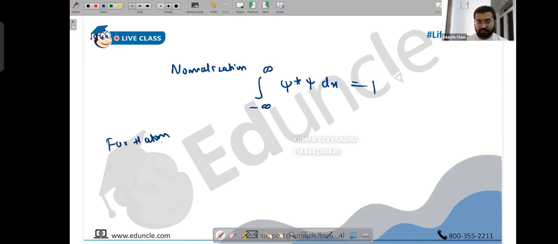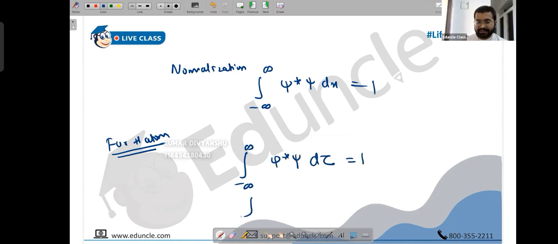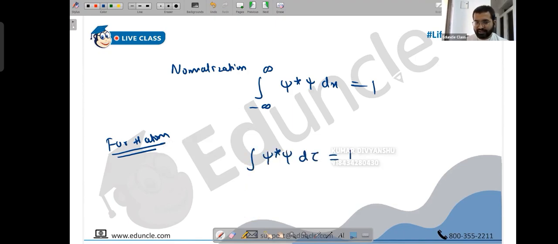Sir, dx dy dz? Basically, it becomes volume. I told you this at the very beginning also. If you have 3D, then instead of dx, you write d tau. It becomes volume. That's the first thing. Second, you should not be writing minus infinity to infinity here. So let's write psi star psi d tau. That's also fine. This is 1, over all space.